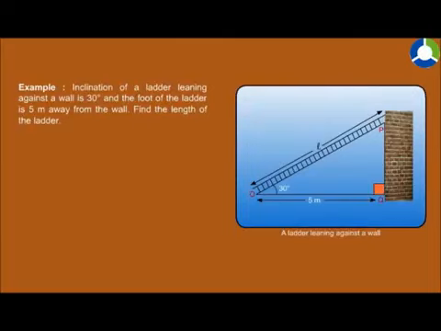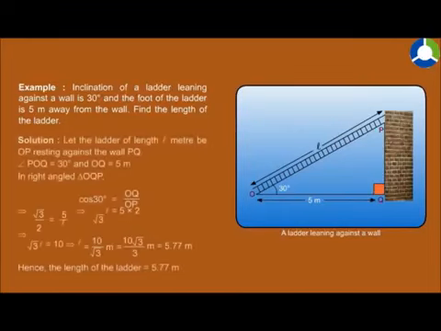Example: the inclination of a ladder leaning against a wall is 30 degrees and the foot of the ladder is 5 meters away from the wall. Find the length of the ladder. Solution: let the ladder of length L meter be OP resting against the wall PQ. Angle POQ is equal to 30 degrees and OQ is equal to 5 meter.